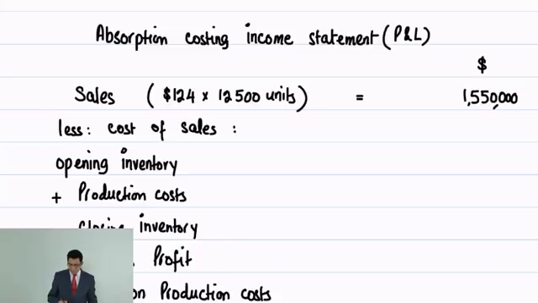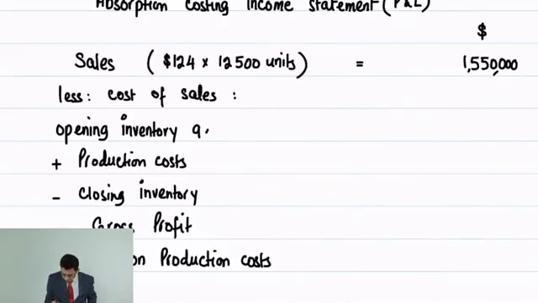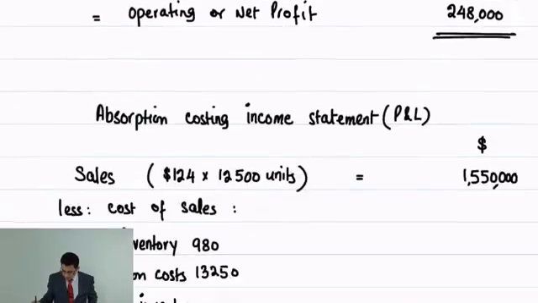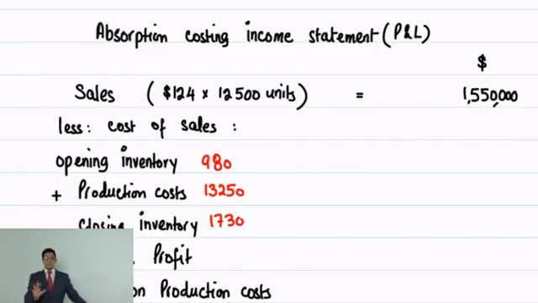Now cost of sales, opening inventory plus production minus closing. So I will pick up the same units, 980, 13,250 and 1730. Now these are the units. Units will not change. Whether it is marginal costing or absorption costing, it can be 980 cars. The number of cars will not differ, only the value of the car differs under absorption and marginal costing.